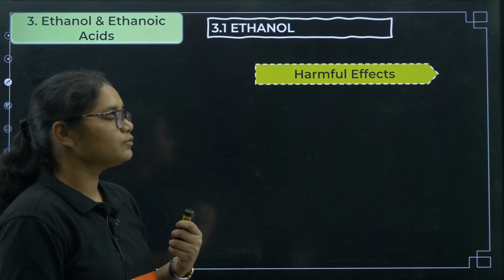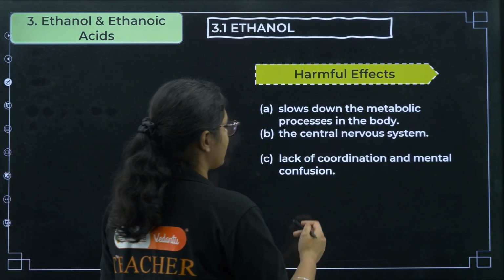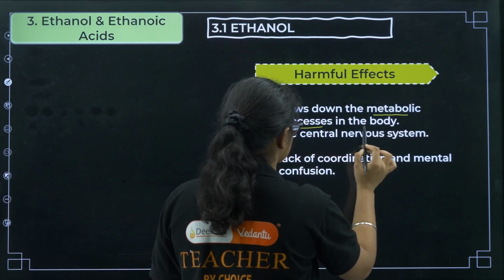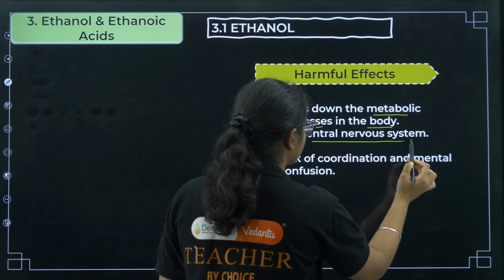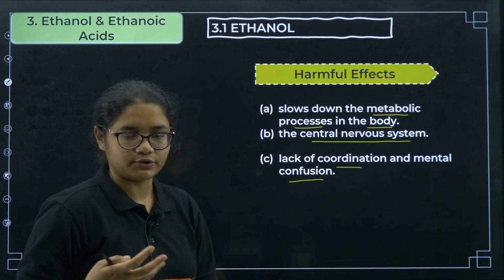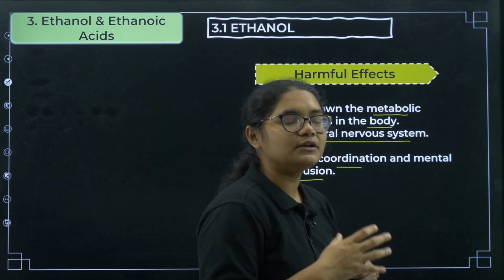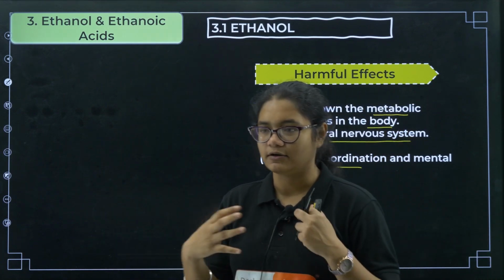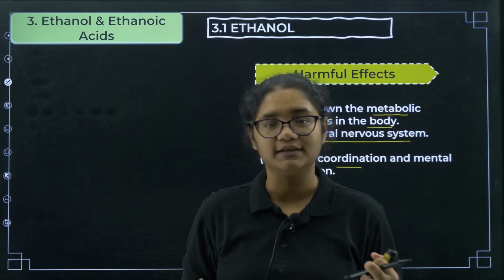Next, coming to harmful effects of ethanol. It slows down the metabolic process in the body, it affects the central nervous system, and there is a lack of coordination and confusion. You have seen generally that when people take alcohol, they do not behave properly. What is the reason for that?